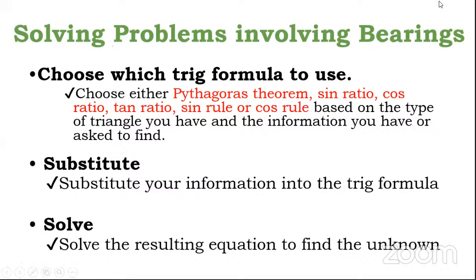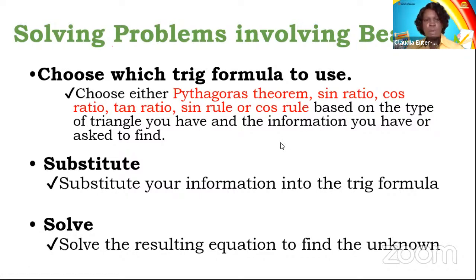All right, so please remember, when you're given this problem, you have to choose the right trig formula. Based on what you have, if it's Pythagoras, it's a right triangle, you're only given lengths. If it is a right triangle and you're given an angle, it has to be one of the ratios. If it's a non-right angle triangle, pull one of the rules, substitute, and then you solve.